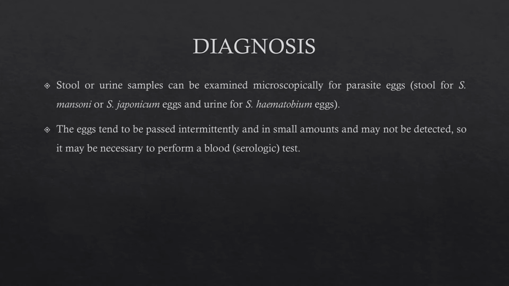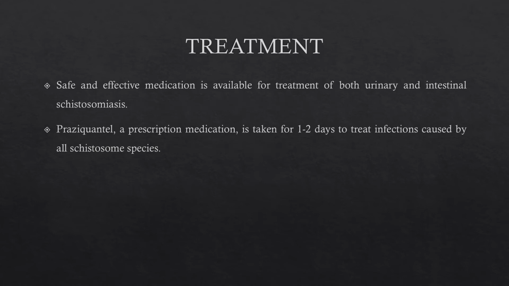Stool or urine samples can be examined microscopically for parasite eggs. The eggs tend to be passed intermittently and in small amounts and may not be detected, so it may be necessary to perform a blood test or serologic test. Safe and effective medication is available for treatment of both urinary and intestinal schistosomiasis. Praziquantel, a prescription medication, is taken for 1 to 2 days to treat infections caused by all schistosome species.